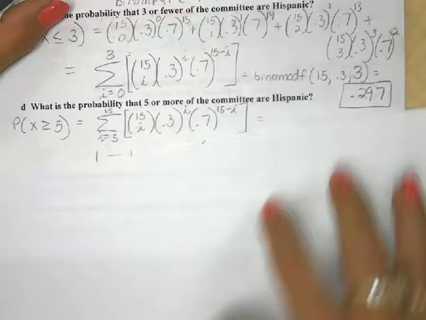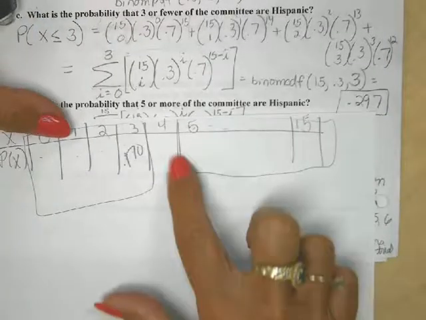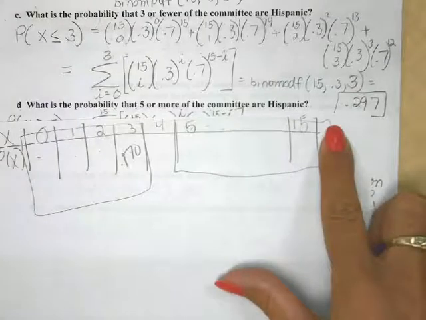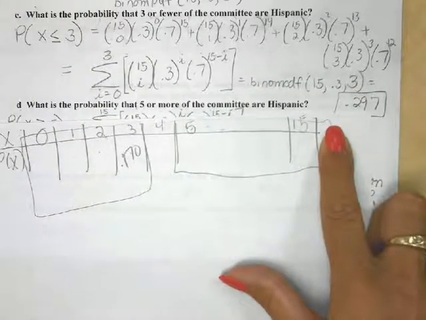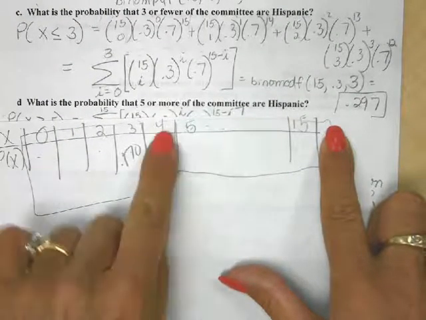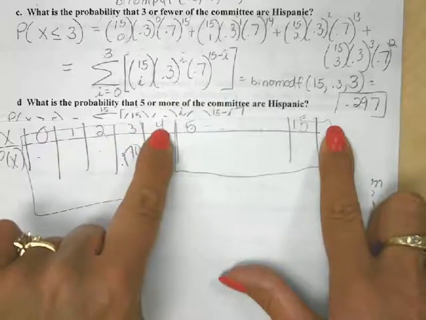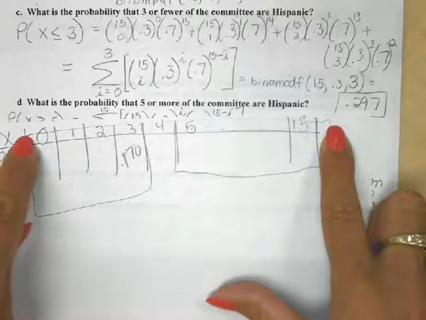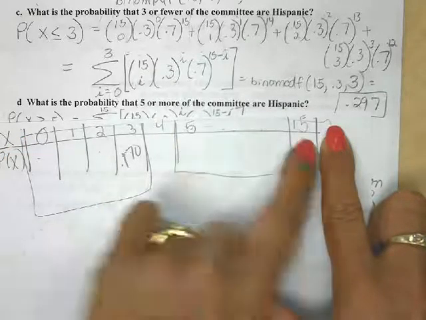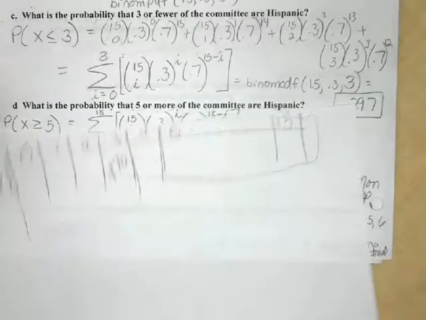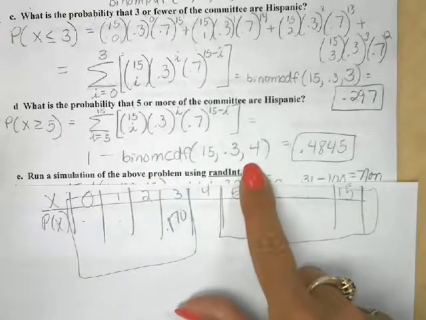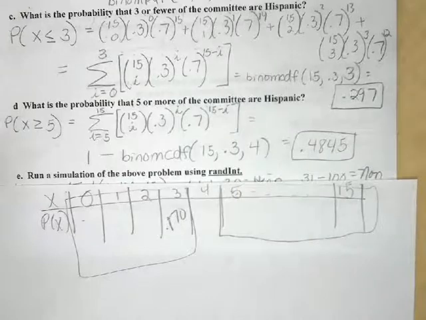But if I look back at my table, remember, I want to add up 5 up to 15. And notice I can't add upward. I have to add downward. So I really want to find these from 4 down. And if I find the probability from 4 downward, the complement will be 5 up. And so that's the way I'd actually be placing it into my binomial CDF. And that's what my answer would be.